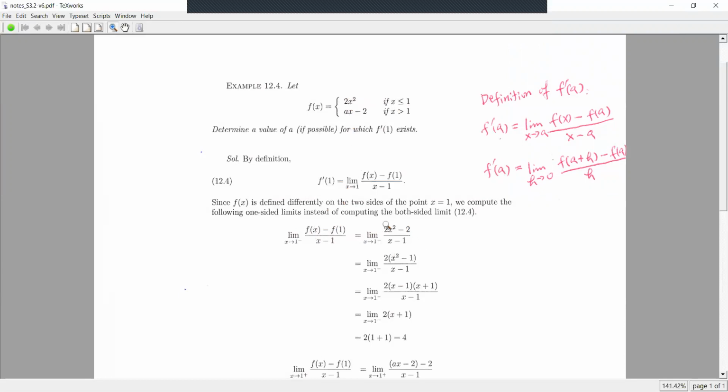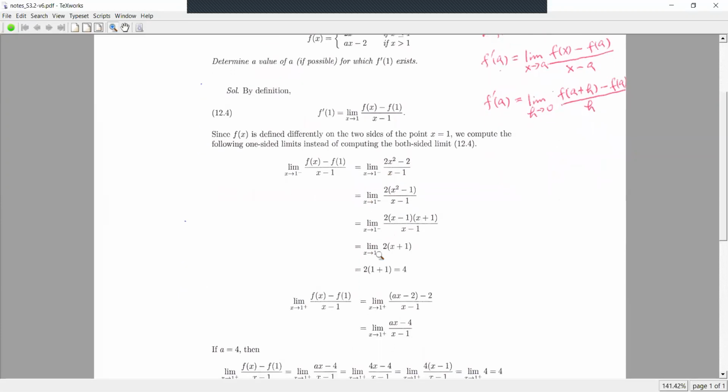To find this limit, simplify the function. Factor the number 2 out, then I have this equation. Then factor x squared minus 1, I have this equation. Cancel x minus 1, then I get this equation. Now to find this limit, plug in 1 for x, then the limit is 4.